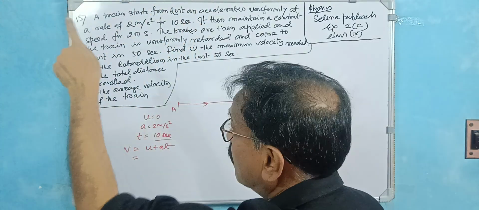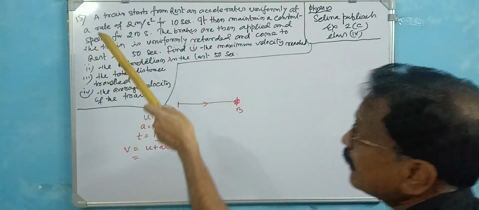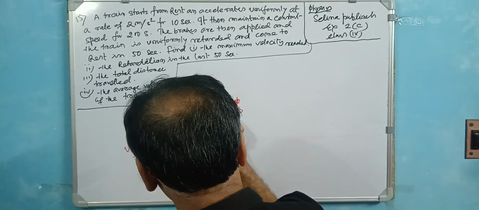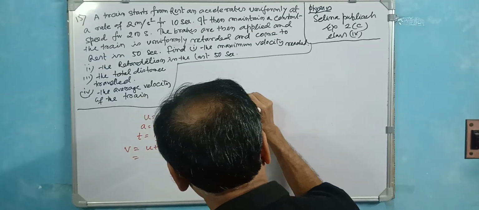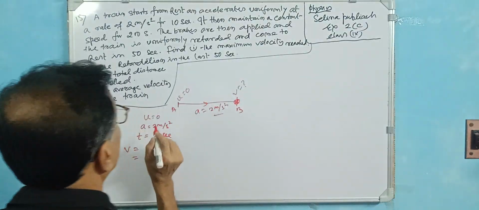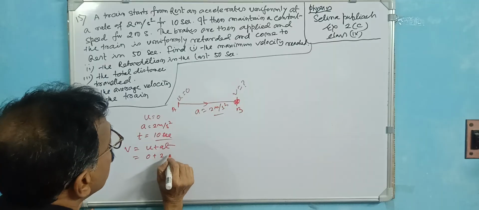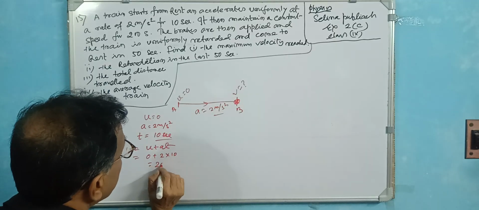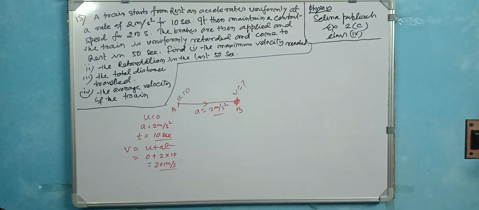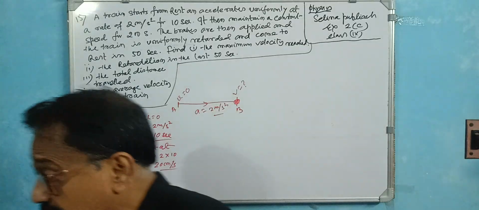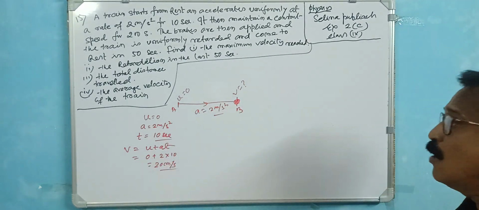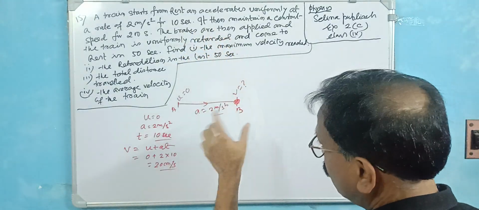Okay, let's start. A train starts from rest. Here U is 0, A is 2 meter per second square. What is the V here? The formula is V is equal to U plus AT. U is 0, A is 2 and T is 10. So V is 20 meter per second. The velocity acquired is 20 meter per second. It started from 0, and now the velocity is 20 meter per second, increased due to the acceleration within the 10 seconds.